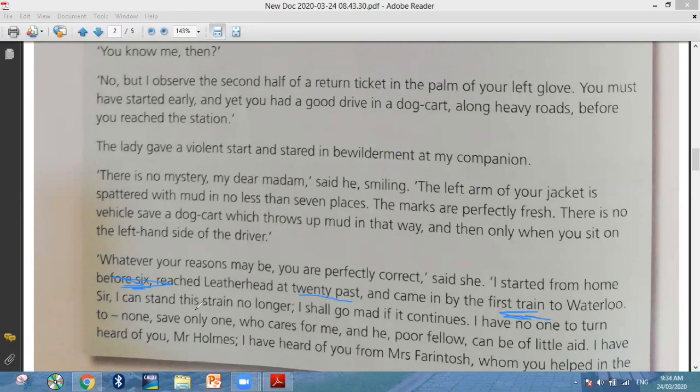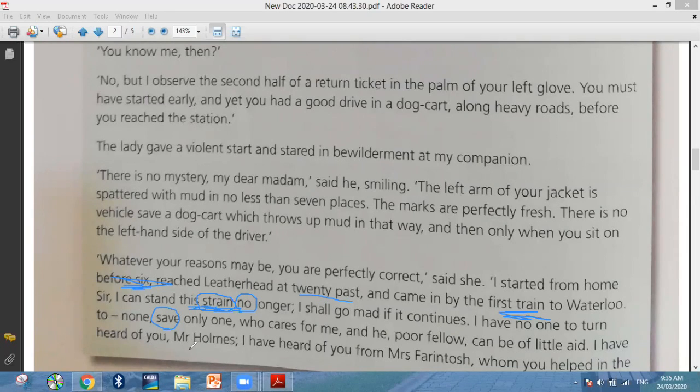"Sir, I can't stand this strain, this pressure, no longer. I shall go mad if it continues. I have no one to turn to, none, save only one, and he, poor fellow, can be of little aid." Save here means except. So now she is in bad need of help. She's in a great problem and she's searching for someone to help her.